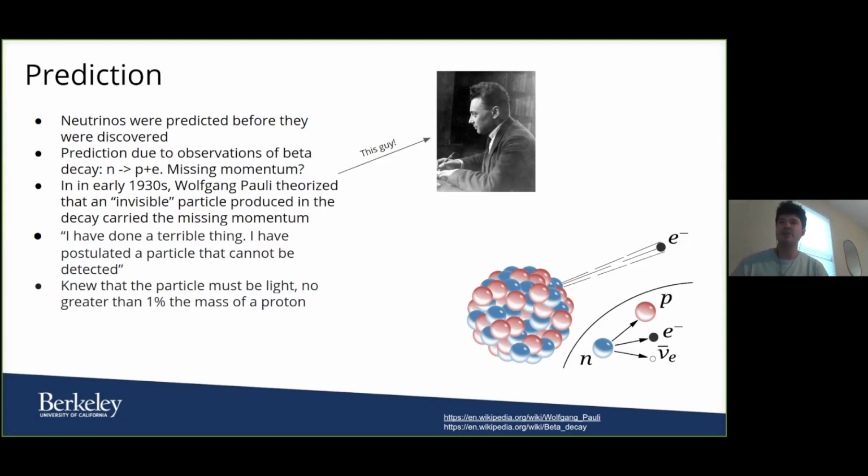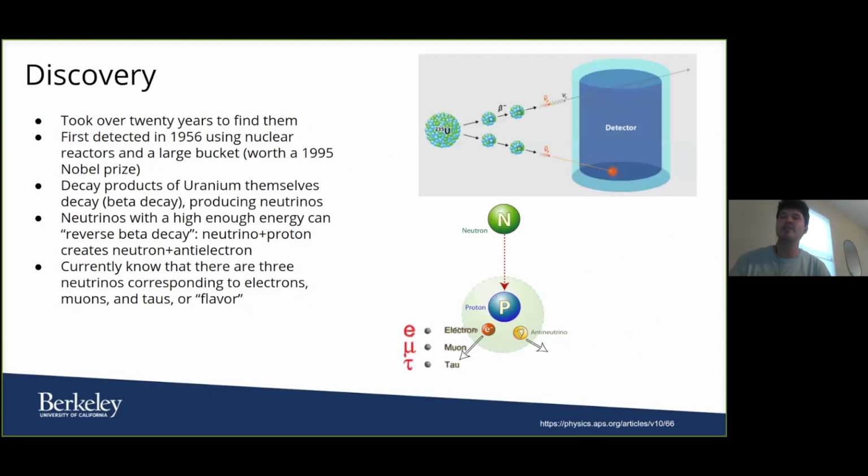And Pauli's clever trick for kind of rectifying this problem was to invent some other particle that was carrying away this missing momentum, which later became known as the neutrino. From these momentum calculations, he knew that the mass of the neutrino had to be really small, no bigger than 1% the mass of a proton. And he famously said that he's done a terrible thing. He's kind of postulated or invented a particle that cannot actually be detected because these things, to the experiments at the time, were completely invisible. But that didn't stop experimentalists. And 20 years later, these things were finally detected.